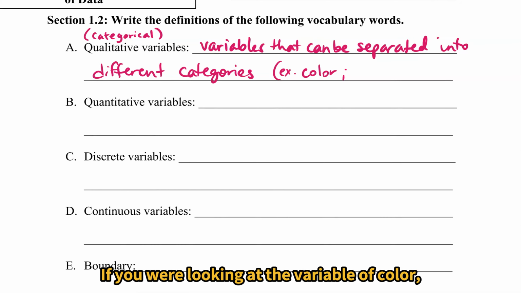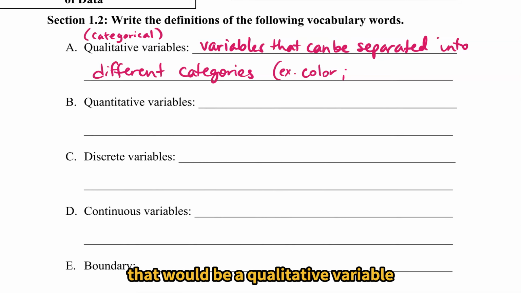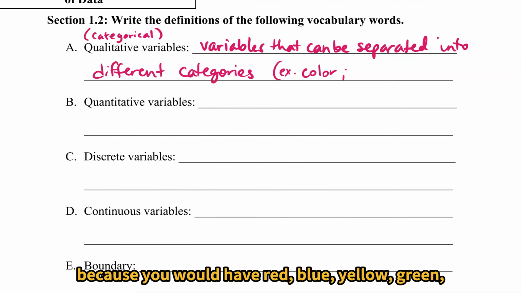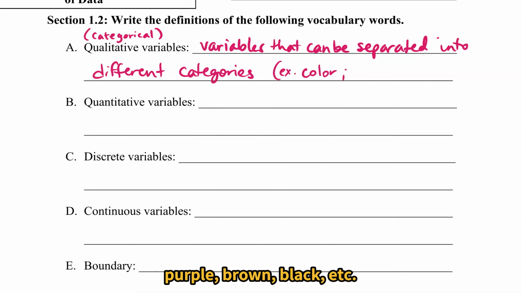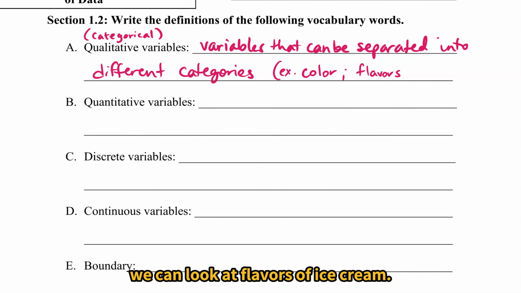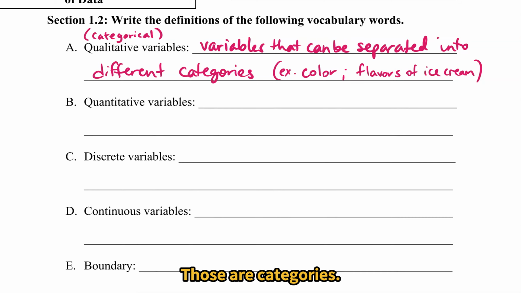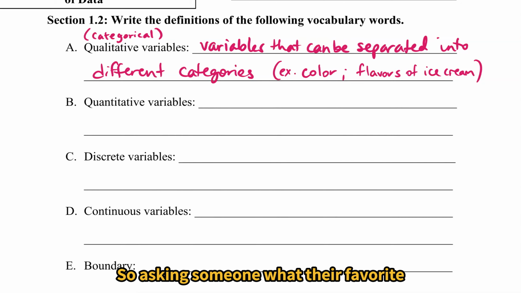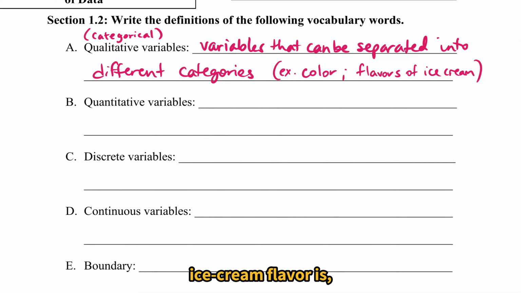If you were looking at the variable of color, that would be a qualitative variable because you would have red, blue, yellow, green, purple, brown, black, etc. Another example of a qualitative variable, we could look at flavors of ice cream. Those are categories. So asking someone what their favorite ice cream flavor is, we would be collecting a categorical or a qualitative variable.